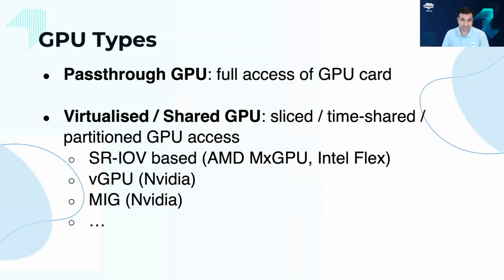One is the GPU pass-through use case, where you want full GPU access with an instance of one or more GPU cards, or you want virtualized or shared GPUs with your instances, where the partitioned, shared, or sliced physical GPUs are attached to an instance.